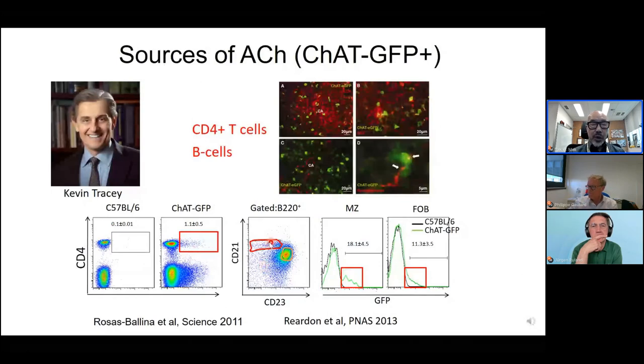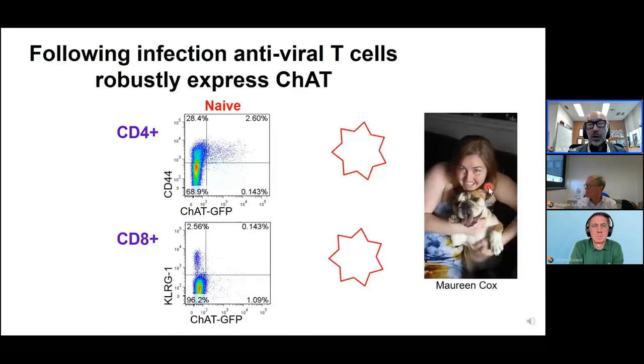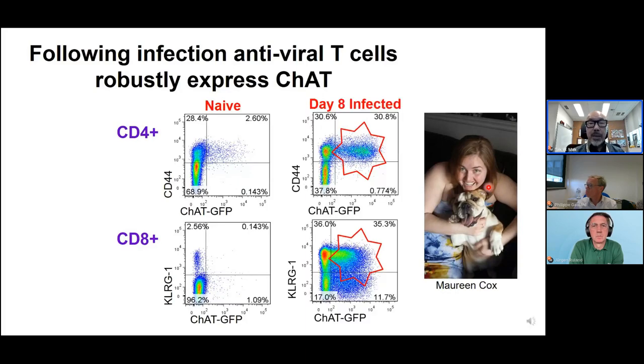In the T cells, almost any kind of T cell can make it. In the B cells, they are mainly marginal zone and follicular B cells. So this is just 1%, not that significant. However, when Maureen Cox, an American postdoctoral fellow, came to the laboratory and infected a mouse with the virus LCMV, she found that there was a tremendous increase in the number of cells that can now make acetylcholine.